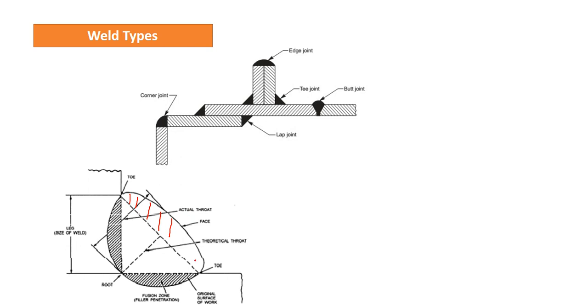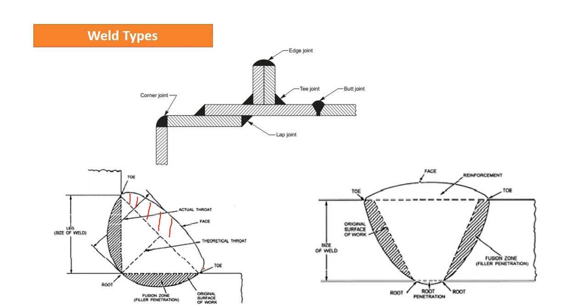This is the face, and we have another type of weld. This is groove weld. In groove weld, the size of weld and the throat thickness are both the same. It's used in butt joints, and the fillet weld is used in lap joints, T joints, etc.